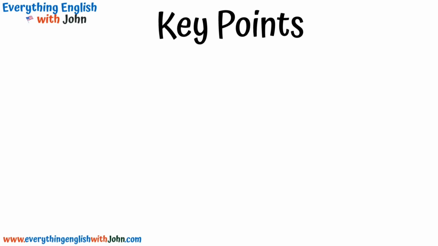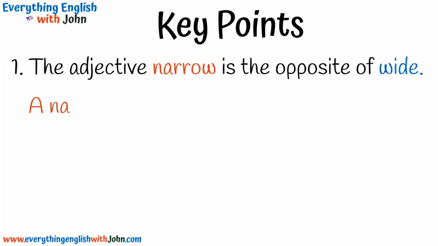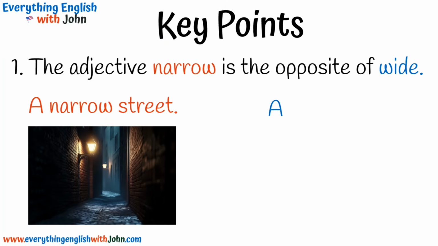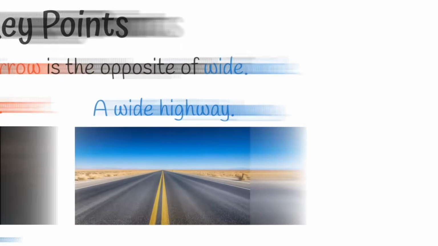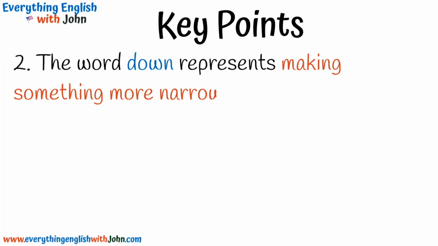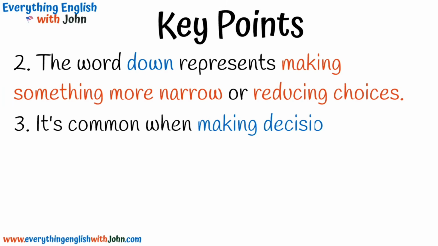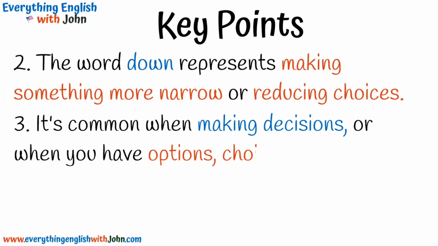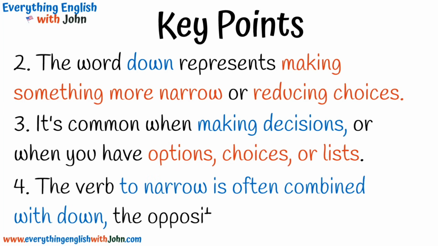Key points. The adjective narrow is the opposite of wide. A narrow street, a wide highway. The word down represents making something more narrow or reducing choices. It's common when making decisions or when you have options, choices, or lists. The verb to narrow is often combined with down. The opposite is to widen.